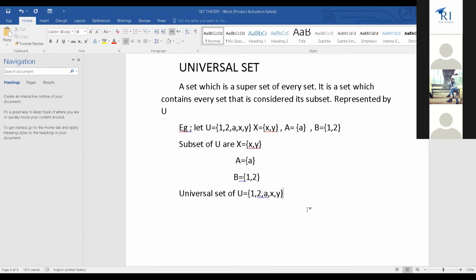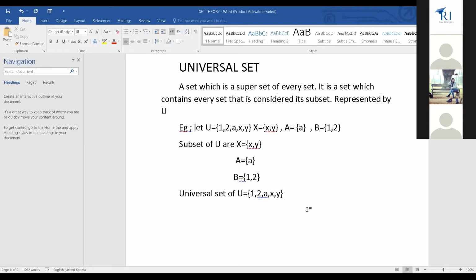A set which is a superset of every set. Let's say you have 3 sets. You have 5 apples, you have 10 bananas, and you have, let's say, 2 biscuit packets. Now, if you take all of that and put all of that in a basket, now you have a complete basket. That is like a collection of all of that.